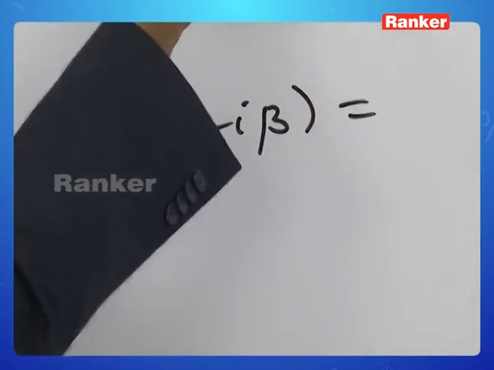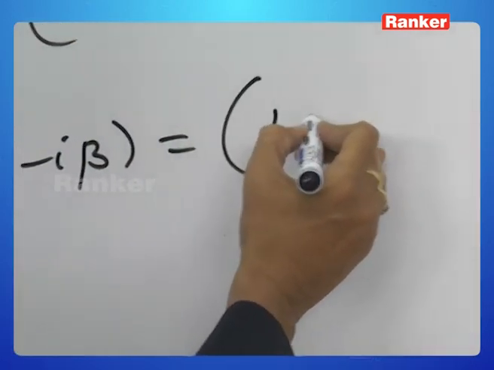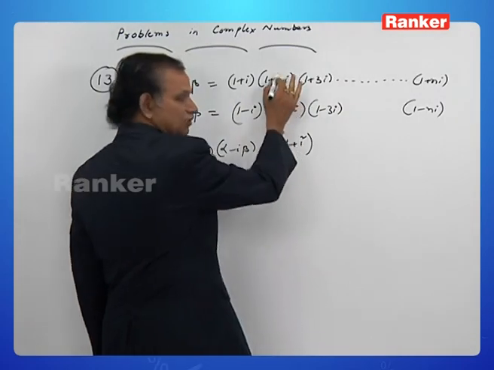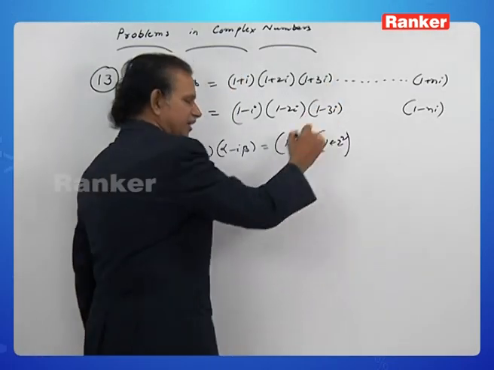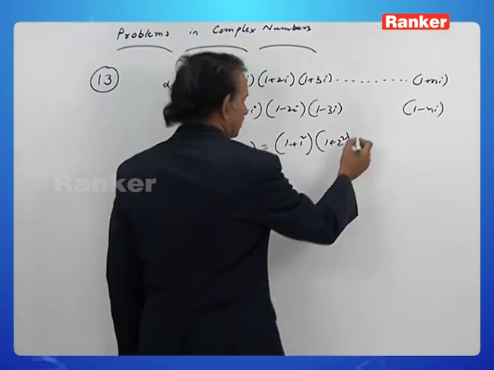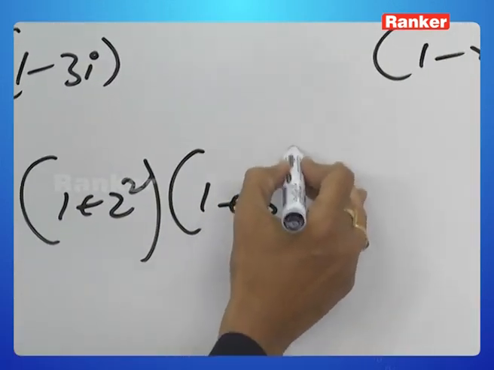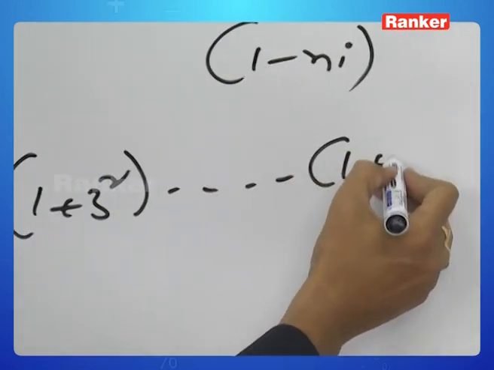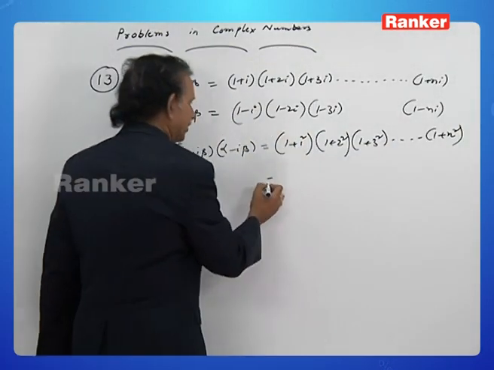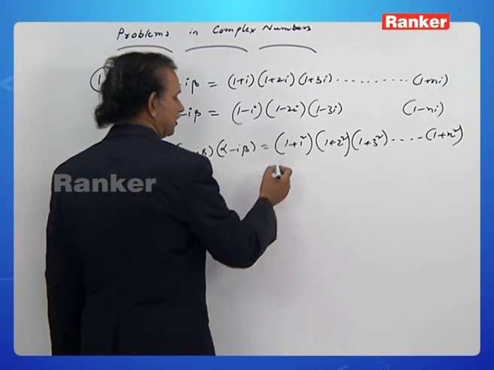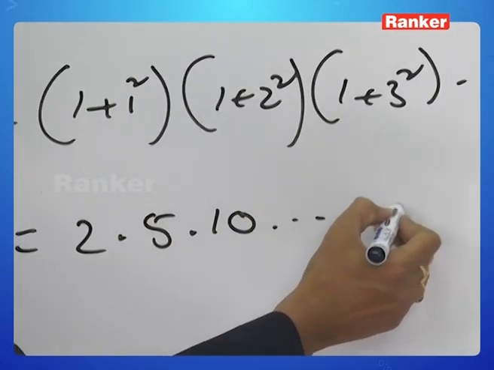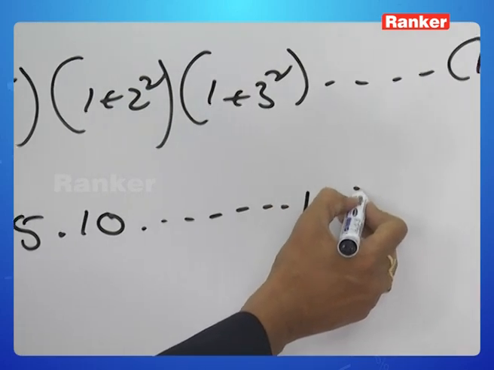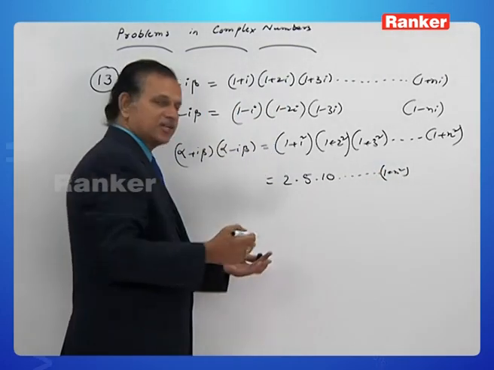This is equal to 1 plus I into 1 minus I, 1 plus 1 square, 1 plus 2I into 1 minus 2I, 1 plus 2 square, 1 plus 3I into 1 minus 3I, 1 plus 3 square, and so on up to 1 plus n square. What is 1 plus 1 square? 1 square is 1, 1 plus 1 is 2, into 5 into 10 into and so on up to 1 plus n square, which is of course the required.